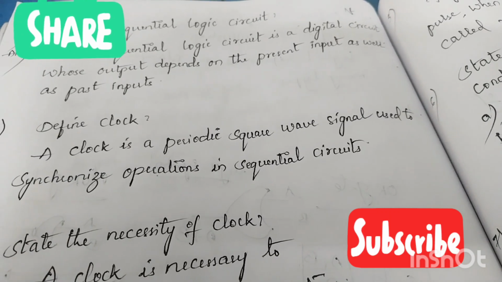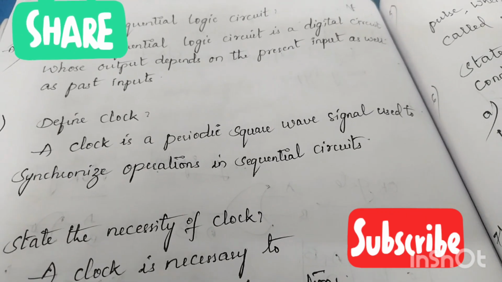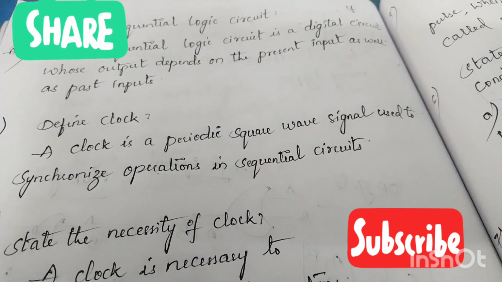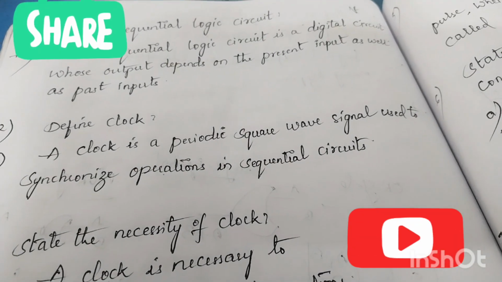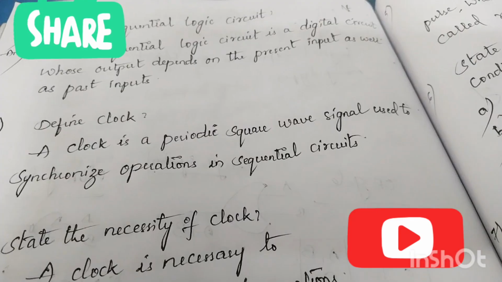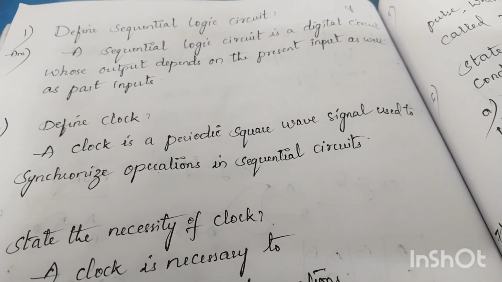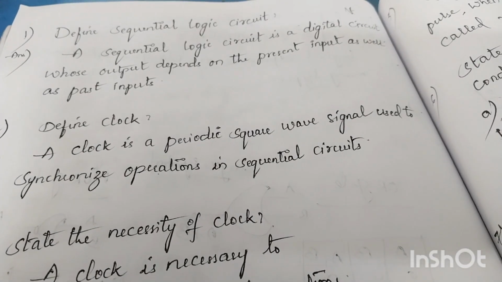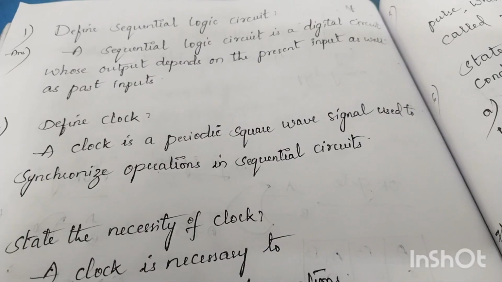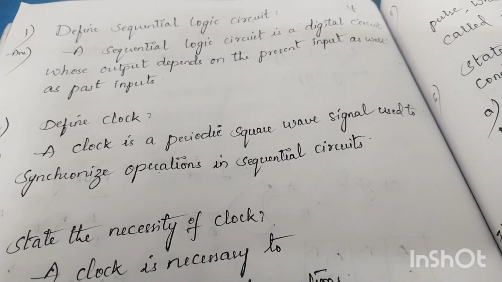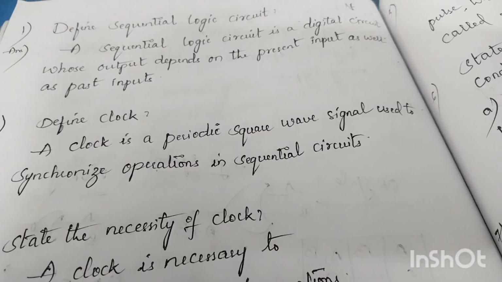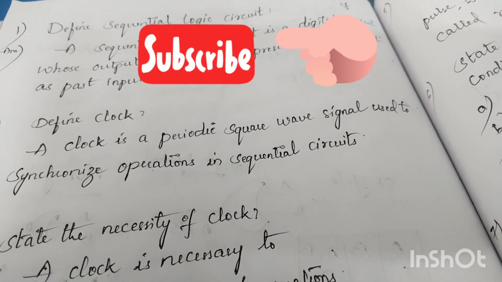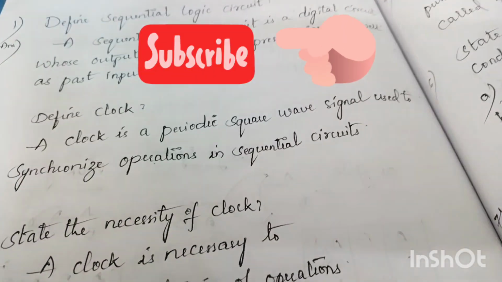And not only this, even these questions are helpful from an interview point of view also, for those who are preparing for the digital electronics subject. So let's start our video. Define sequential logic circuit is the first question. A sequential logic circuit is a digital circuit whose output depends on present input as well as past inputs.